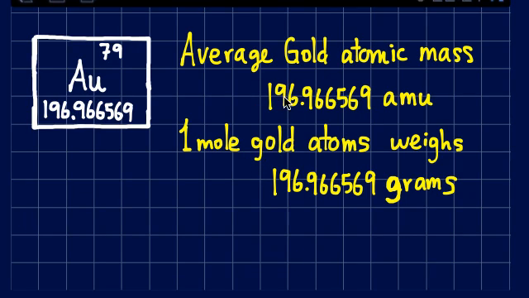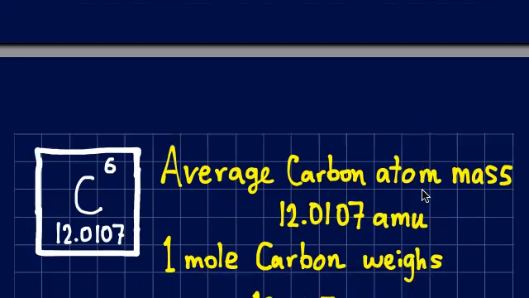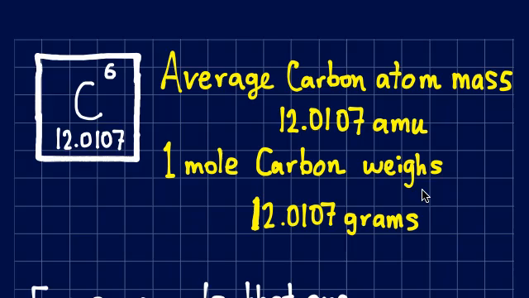But here's the weird thing. This number is officially an atomic mass unit, but I can't weigh that directly. But if I take 1 mole of gold atoms, then indeed that mole would weigh 197 grams on the scale. And I'd be rich because gold is very expensive, very valuable. Every single element works exactly the same way.